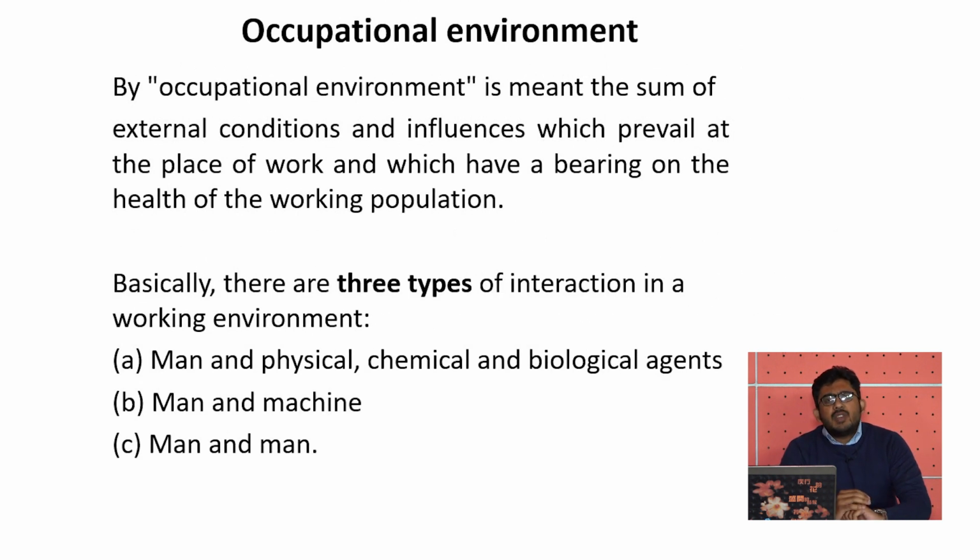Now, the occupational environment. Basically, there are three types of interaction in the occupational environment. To make this simple, remember MAM, M-A-M. M for machine, A for agent, A for man. That means the first interaction is man with man, the second is man with agent, and the third is man with machine.